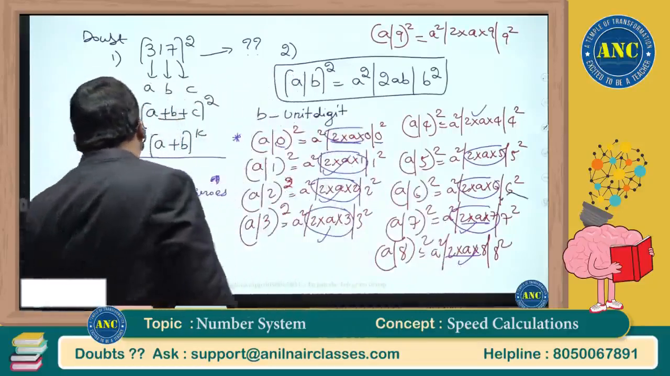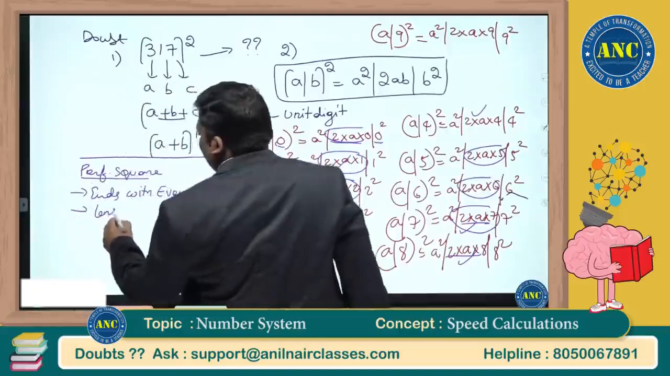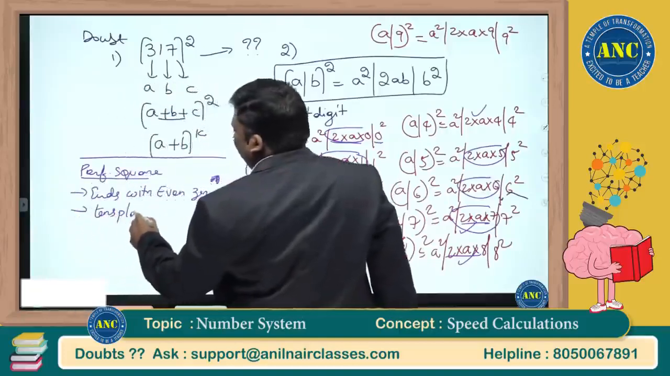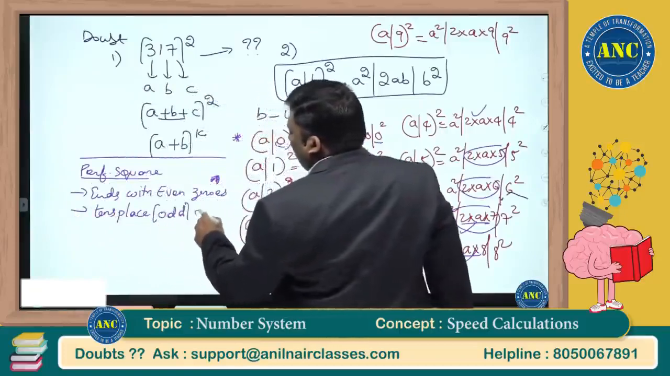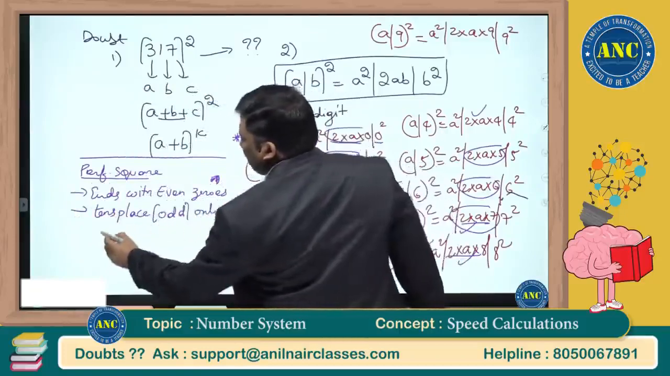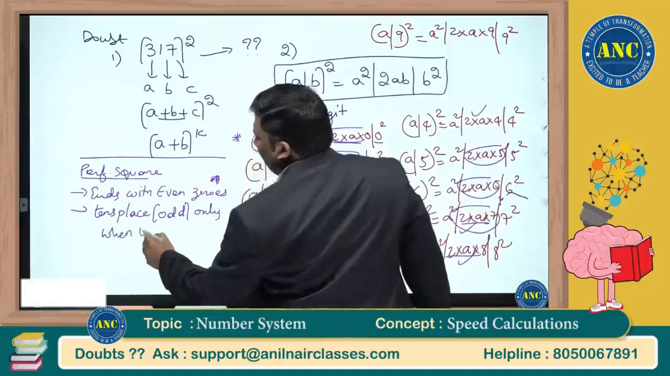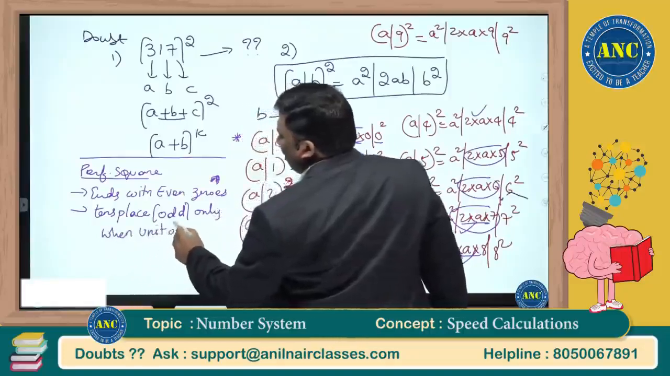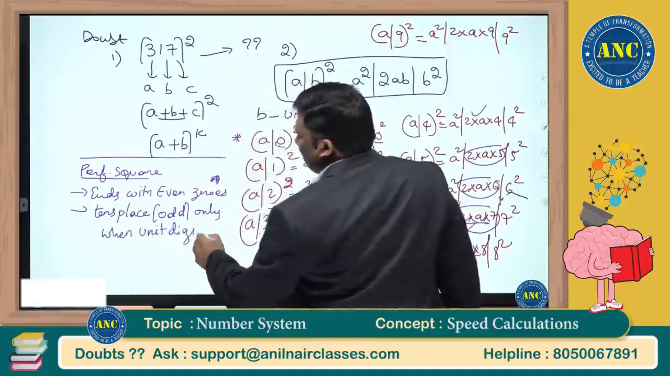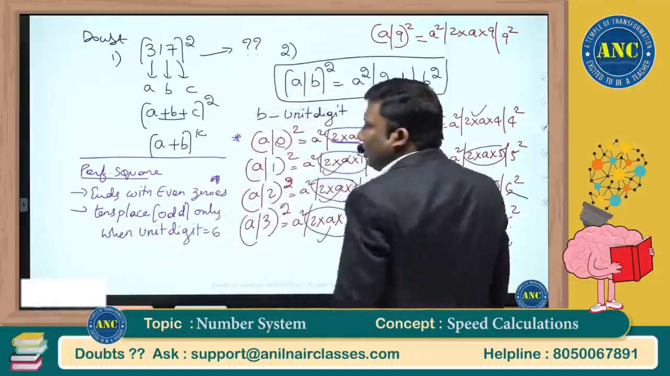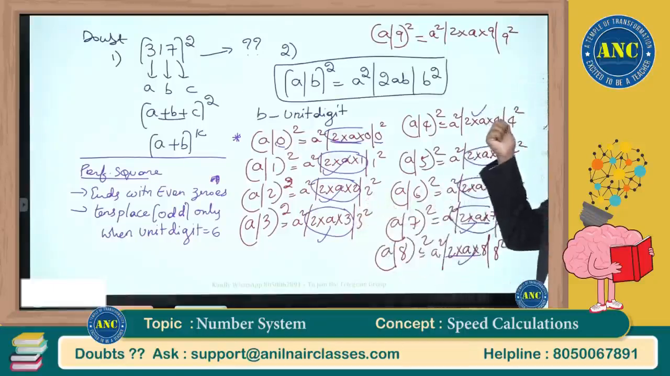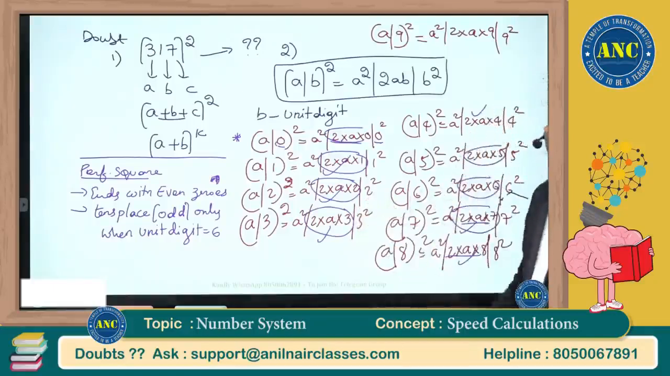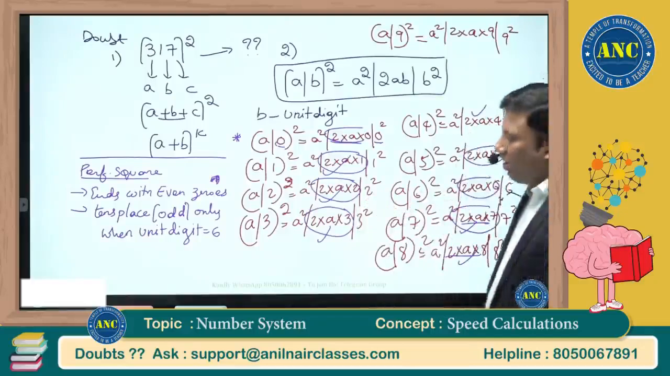Next one: a perfect square's tens place is odd only when the unit digit is 6. Only when the unit digit is 6, the tens place will be odd. See here, 4 square is 16, 6, 1 carried, 1 plus even is odd.